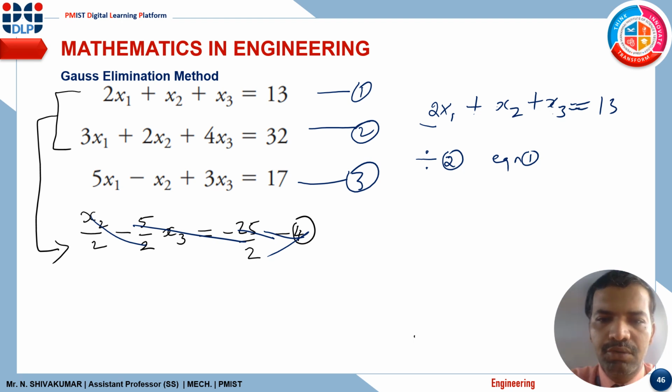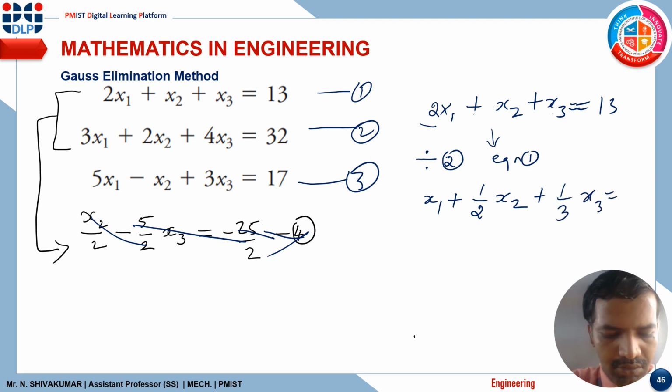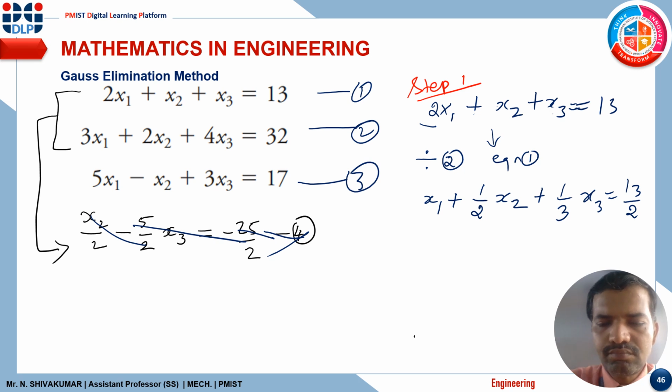So when you divide by 2, the above equation will become x1 plus 1 by 2 x2 plus 1 by 2 x3 equal to 13 divided by 2. So that is step 1. Okay, so next, what is the next step? Step 2.